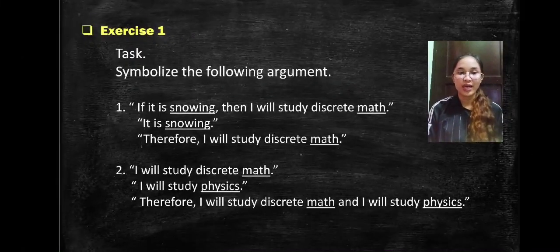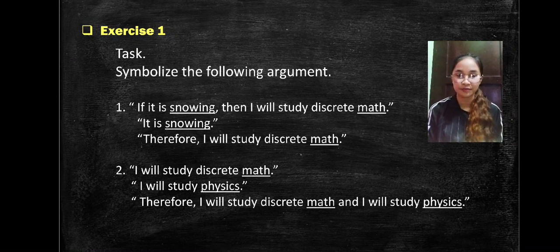Okay, we have here exercise number 1. The task is to symbolize the following argument. Number 1. If it's snowing, then I will study discrete math. It is snowing, therefore, I will study discrete math.